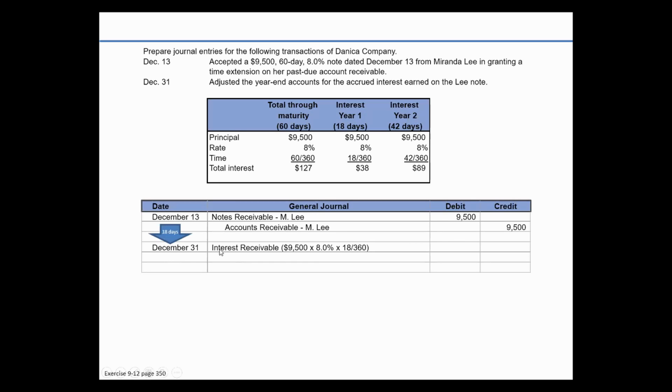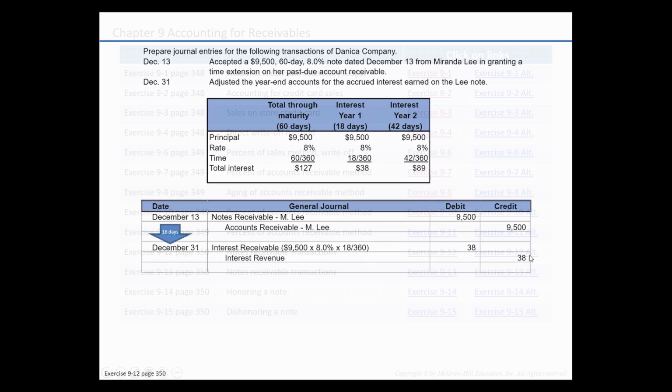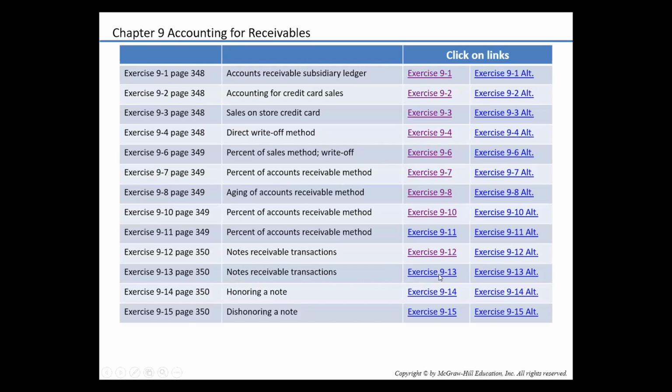And then on December 31st, during that period, there's 18 days that have passed. So we have interest receivable, which again is an asset, in the amount of $9,500 multiplied by 8% multiplied by 18 divided by 360, which is $38 of interest. So interest receivable, $38 debit, and then credit to interest revenue, $38.